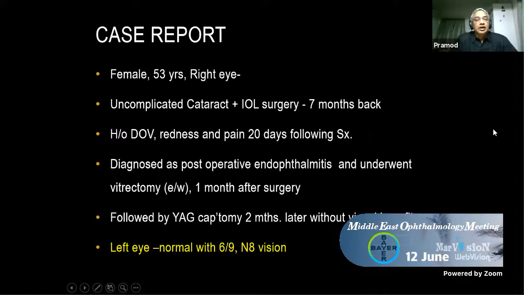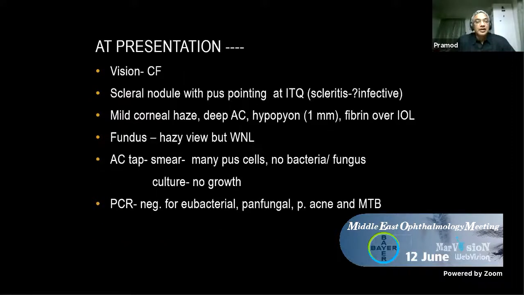Okay, so now this is a 53-year-old female, uncomplicated cataract surgery 7 months back. She noticed redness, pain, and loss of vision 20 days following surgery. She was diagnosed as post-operative endophthalmitis and underwent vitrectomy elsewhere 1 month after surgery. Eye was quiet. She underwent capsulotomy 2 months after that, but there was not much visual improvement. Left eye was normal. Now, when she reported, her vision was counting fingers in the operated eye.